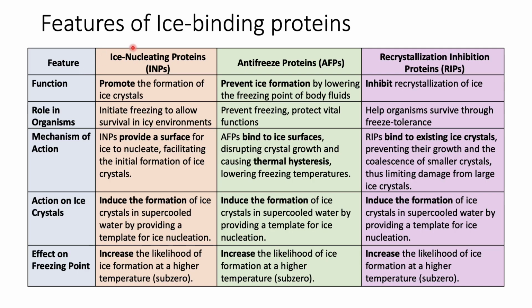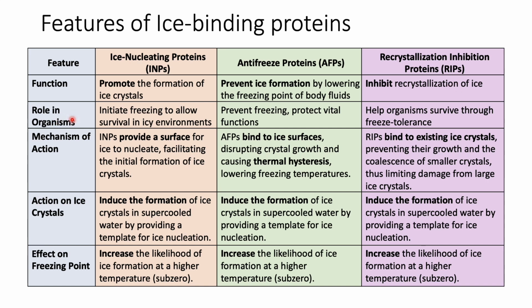Let us look at some of the important features of these three classes of compounds. When we look at the ice nucleating protein, they actually promote the formation of ice crystals, whereas antifreeze proteins prevent ice formation. Recrystallization inhibition proteins also inhibit recrystallization of the ice. So that means the ice should be already formed here.